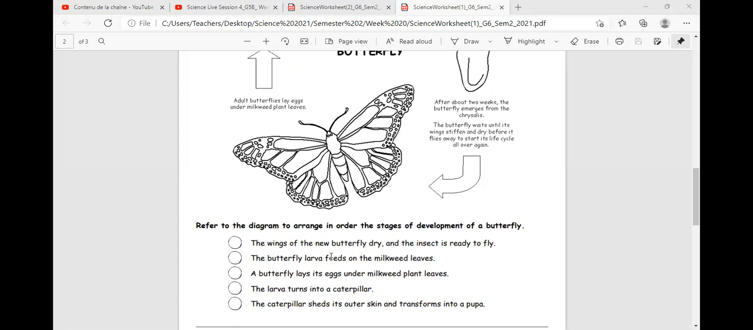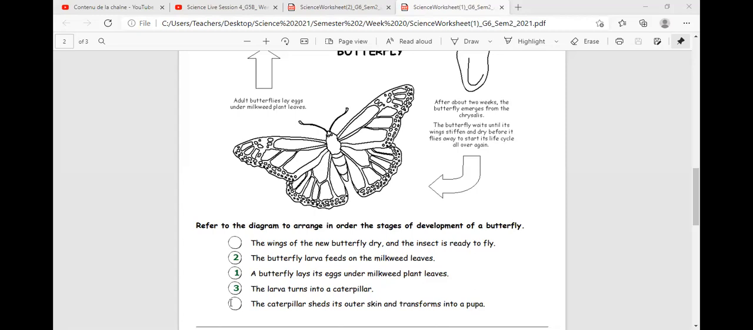The butterfly lays its egg. This is one. The first one is the last one. The butterfly lays the eggs. After the eggs, what happens? The butterfly larva feeds on the milkweed leaves. Then the larva grows. The larva turns into a caterpillar. This is the fully grown larva. Then the larva turns into a pupa. Okay, we're done with the caterpillar.